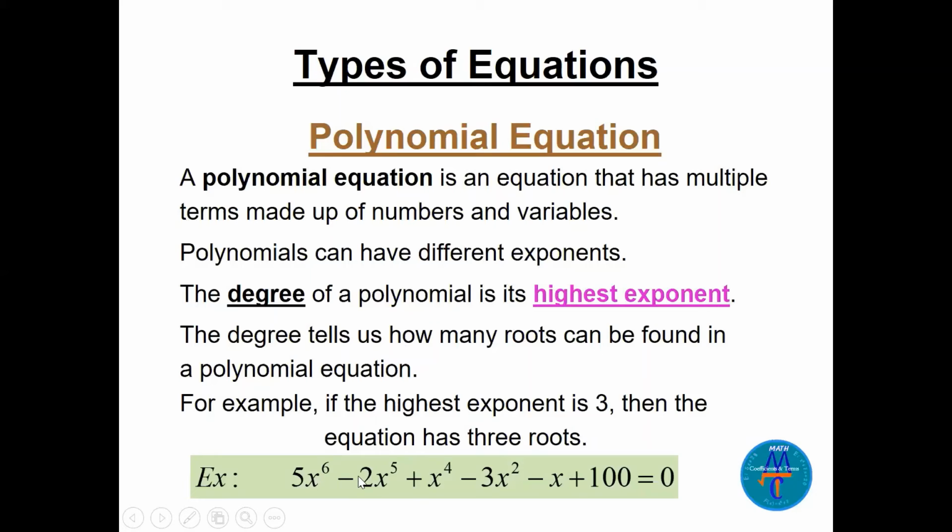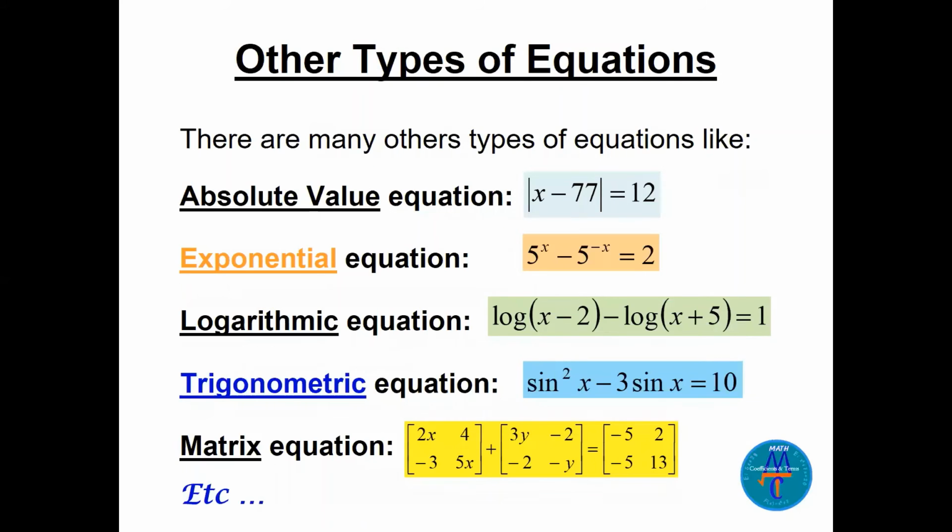5x to the power 6, etc. Power 4 squared and x plus 100 is equal to 0. Not easy to solve, but you can find here 6 solutions. You can check an algebra course, maybe in the later lectures, for how to solve such an equation. Let's see other types of equations.